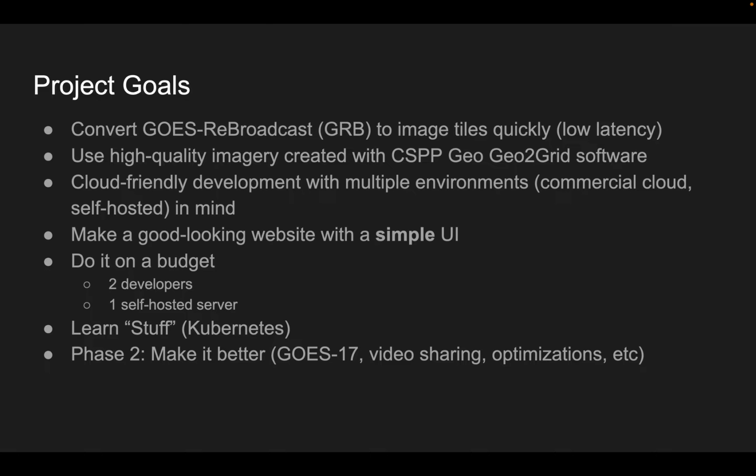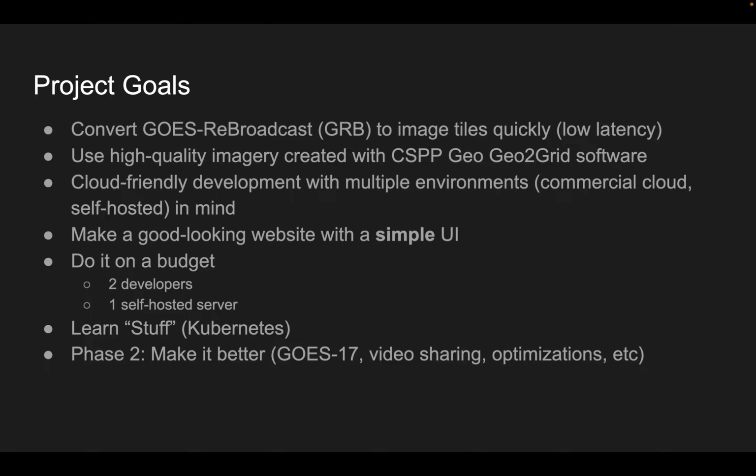The original purpose of the project was to take GOES Rebroadcast, or GRB, data and get it in front of the user as quickly as possible as image tiles. So as low latency as possible, but we wanted the imagery that was shown to be CSPP Geo2Grid output, so the GeoTIFFs and the high resolution true color images and that kind of stuff, and have that data be processed with CSPP GeoGRB, then Geo2Grid, and then get it somehow to the user.